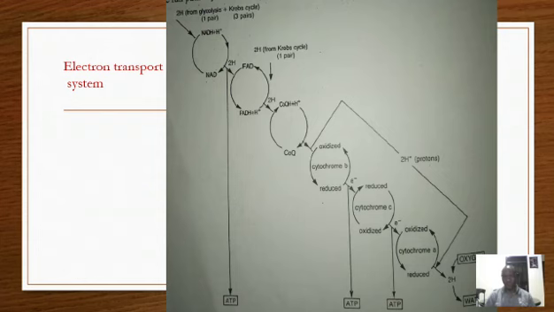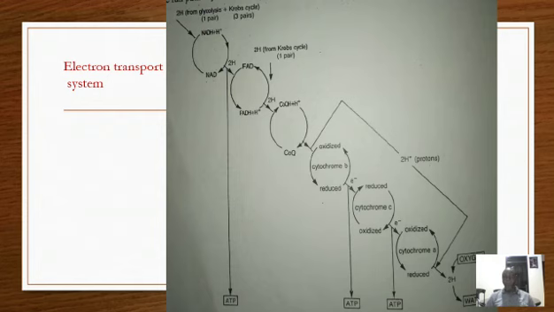When they recombine with the protons, we now form hydrogen atoms. We form hydrogen atoms that now combine with oxygen. Remember, this occurs in presence of oxygen. That now combine with oxygen, leading to formation of water.